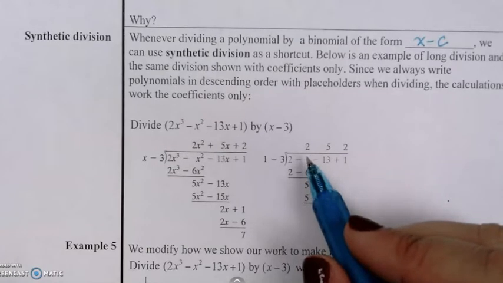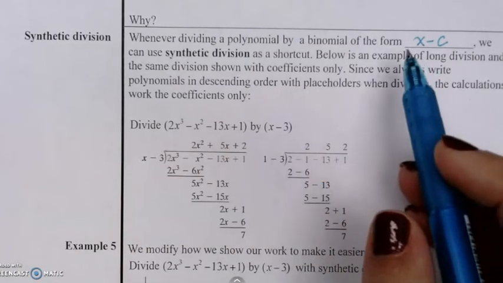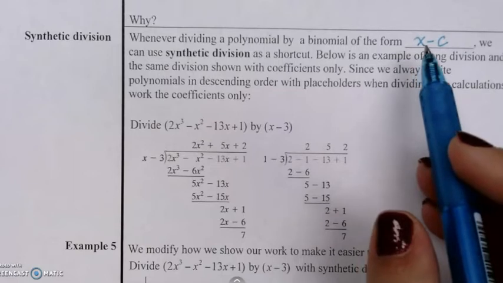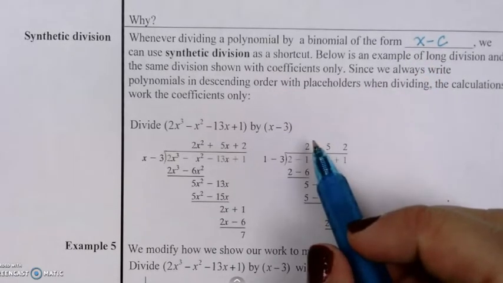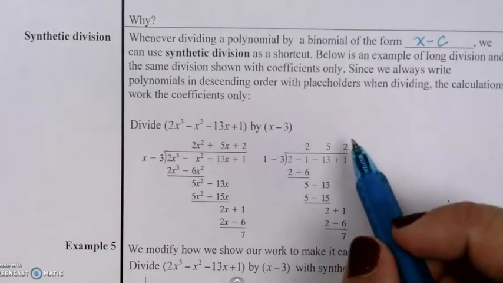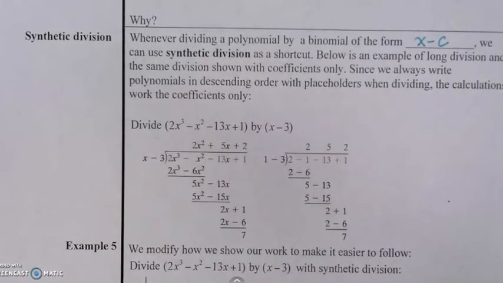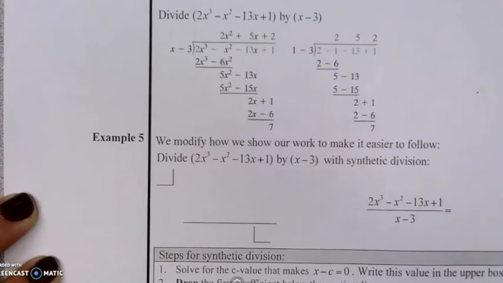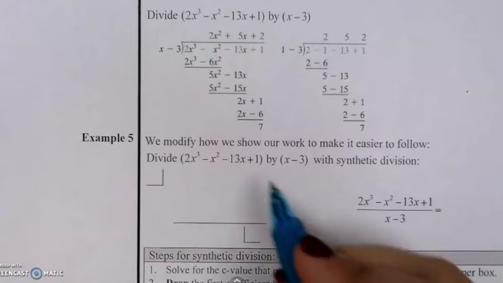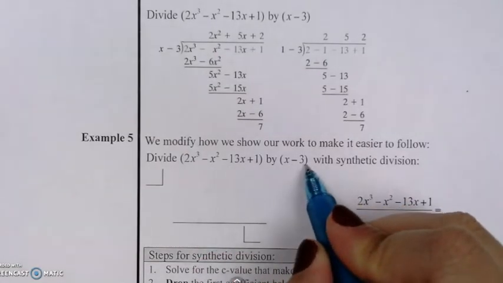And so we can look at division specifically by things like x minus c, so x plus 4 or x minus 3, and then we can add the variables back in to our quotient. Let's look at an example of how we can do this. In example 5, we're dividing this polynomial here by x minus 3.